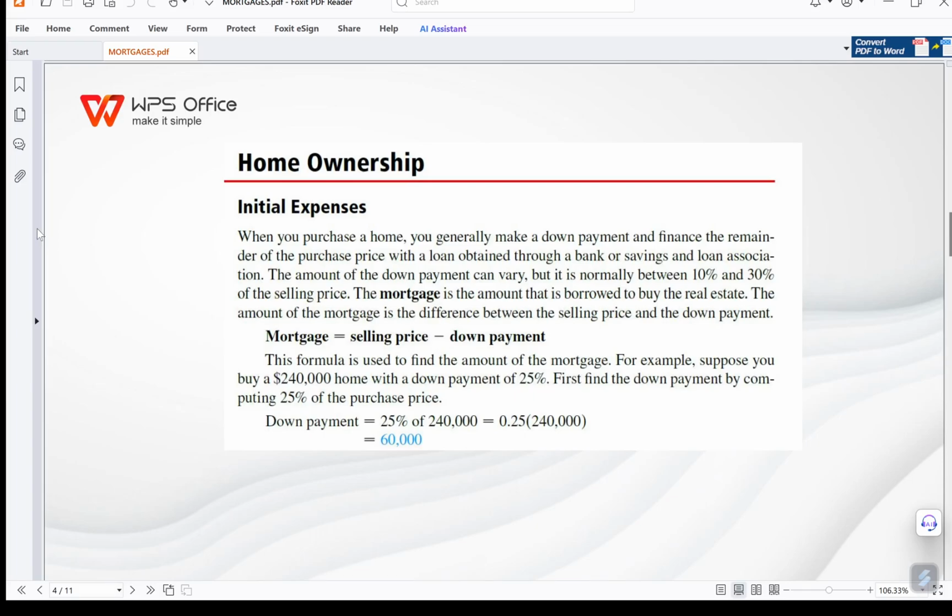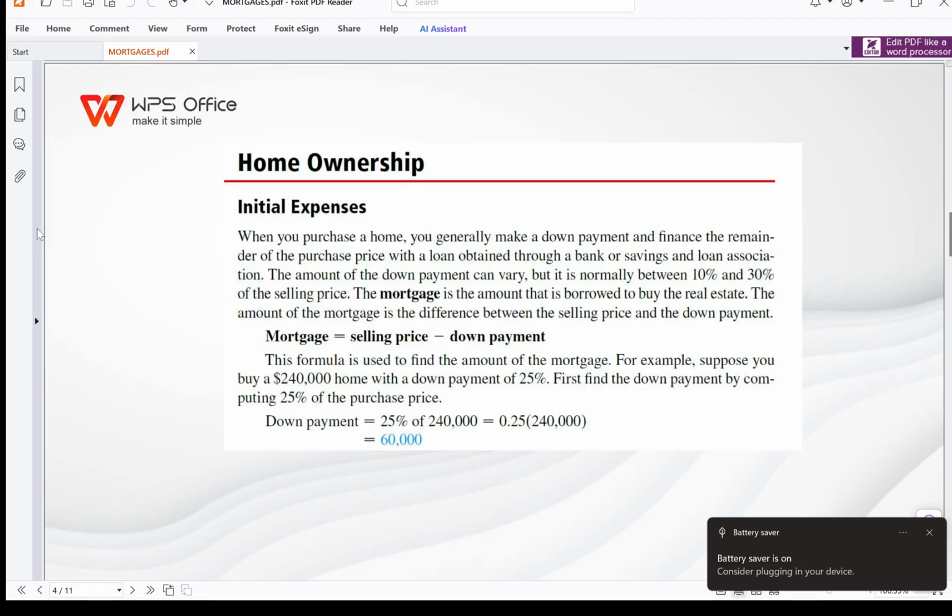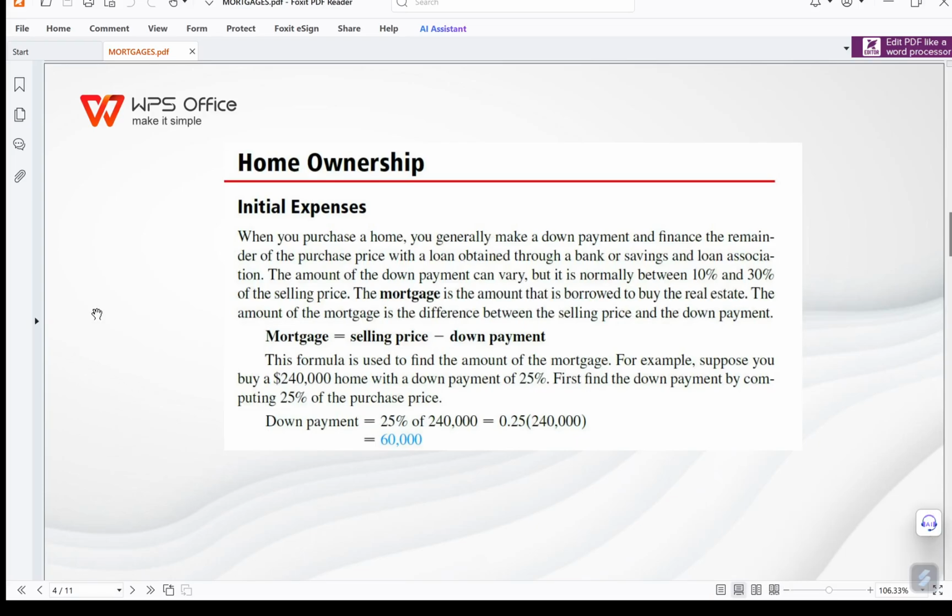When you purchase a home, you generally make a down payment and finance the remainder of the purchase price with a loan obtained through a bank or savings and loan association. The amount of the down payment can vary, but it is normally between 10% and 30% of the selling price. The mortgage is the amount that is borrowed to buy the real estate. The amount of the mortgage is the difference between the selling price and the down payment. So the mortgage is the selling price minus the down payment.